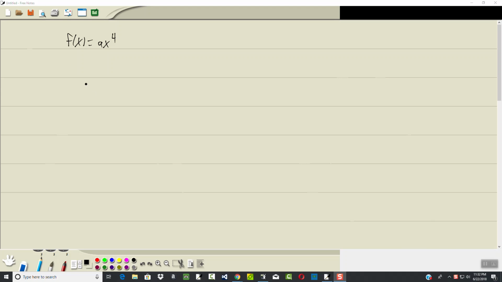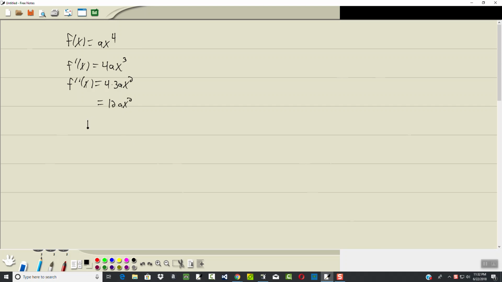Okay, for the concavity, I need to find the second derivative. So we have x to a power, and a is a constant, so I take the power and put it out in front, and lower the power by 1. Then for our second derivative, take our power, put it out in front, so we have 4 times 3a x, and then lower by 1, which gives us 12ax squared.